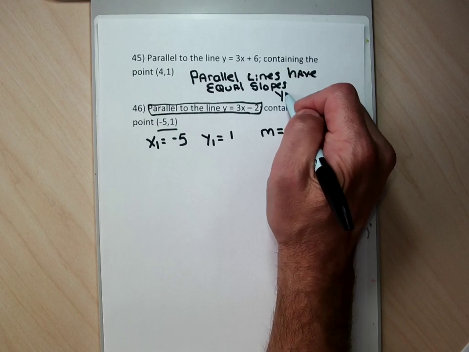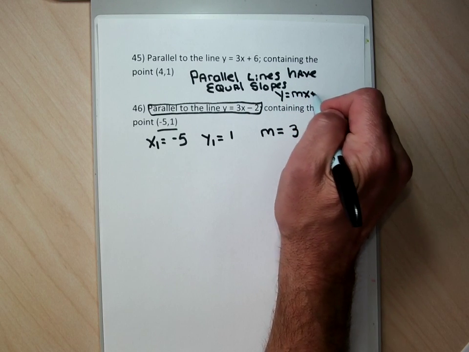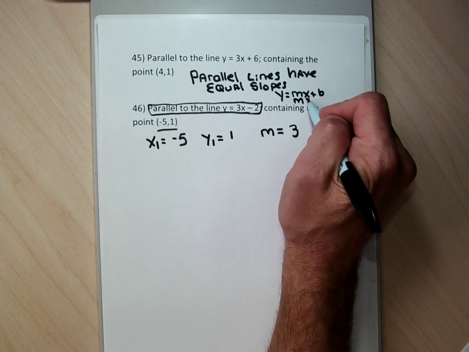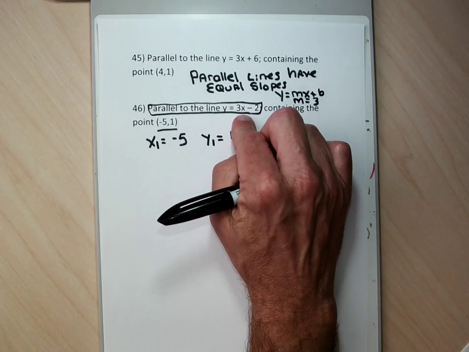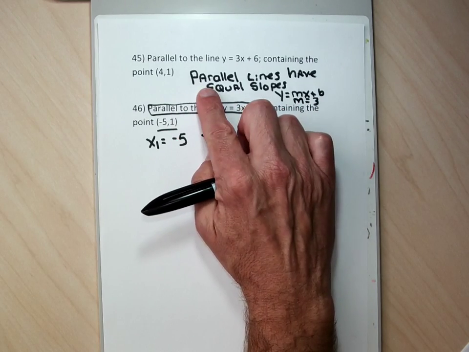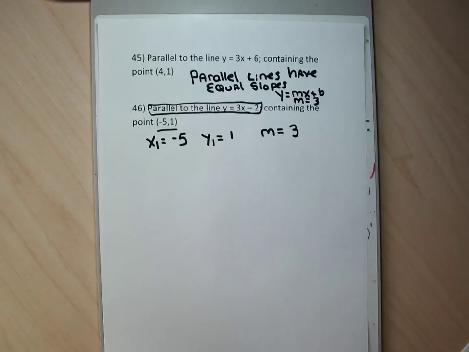It's in the form y equals mx plus b, where the m is 3, so the slope of that line is 3. My line is parallel. Parallel lines have equal slopes. My line must have a slope of 3.